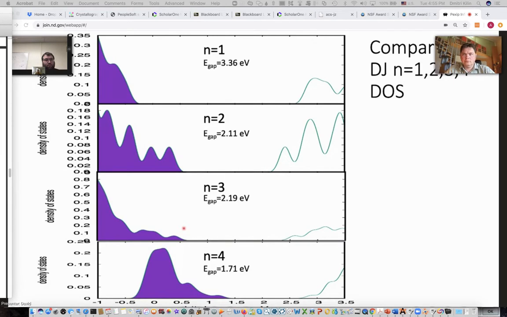And then there was one other thing that confused me when I was looking at that, and that's the band gap for the n equals 2 is actually smaller than the band gap I got for n equals 3.